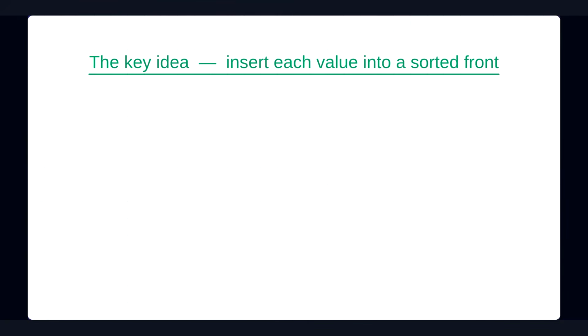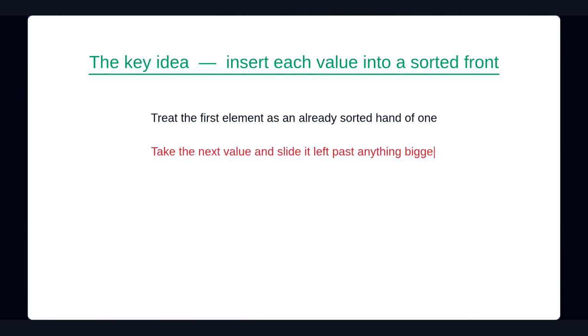Here is the idea. We think of the front of the list as a sorted hand, starting with just the first element. Then we take the next value, call it the key, and slide it leftwards, stepping over every value that is bigger than it until it finds the spot where it belongs. We drop it there. The invariant is that after each step, the whole front section stays perfectly sorted, and it grows by one element every time. When the last value has been inserted, the entire list is sorted.